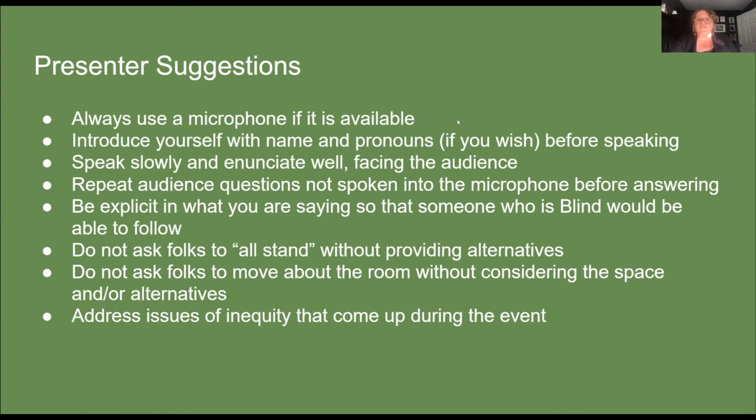And then introduce yourself with your name and your pronouns if you wish. It shouldn't be required that folks share their pronouns. And if someone chooses not to, then that's okay. But definitely that can be helpful for inclusion if folks want to share their pronouns and everyone's already doing it. Speak slowly, enunciate well, facing the audience. That's especially helpful in a situation where, like today, we have a captioner with us, or if you have an ASL interpreter with you, that's going to be really important.